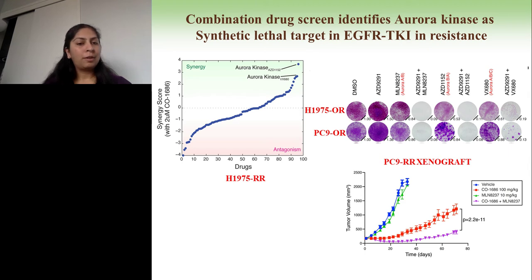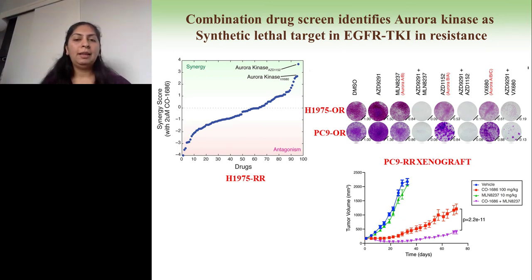So we performed this drug screen in the acquired resistant cells, and we identified that the Aurora kinase inhibitors were the top 2 synergizing agents in acquired resistant cells, along with the EGFR inhibitor. So when we validate this further using our ex vivo model, what you can see over here is that the 2 acquired resistant cell lines were completely insensitive to the EGFR inhibitor as well as 3 different Aurora kinase inhibitors.